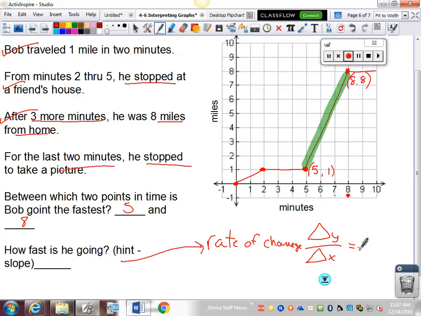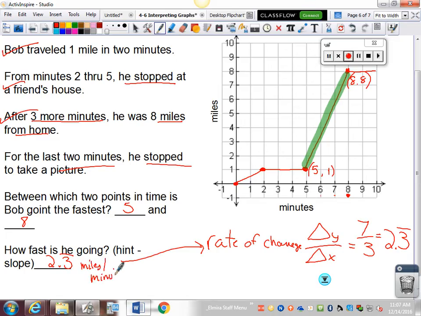So the change in y, he goes from 1 mile to 8 miles. That's a 7-mile difference. Minutes, he's going 5 minutes to 8 minutes. That's a 3-minute difference. 7 divided by 3 is 2.3 repeating. So 2.3 repeating miles per minute.